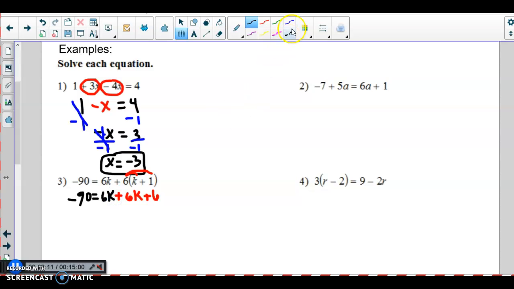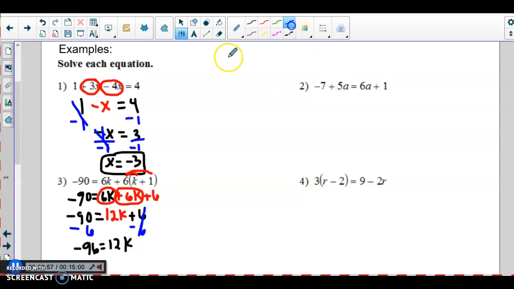And now I got to combine like terms like I did in the last one. So if I combine like terms, that's 6k plus 6k. That's 12k. And everything else stays the same. So this is still negative 90 on this side equals 12k, and that plus 6 at the end is still plus 6. And now I'm ready to use inverse operations to solve for k. So to cancel a plus 6, I use the inverse, which is minus 6. But I have to do it to both sides of the equal sign. So I get negative 96 equals 12k.